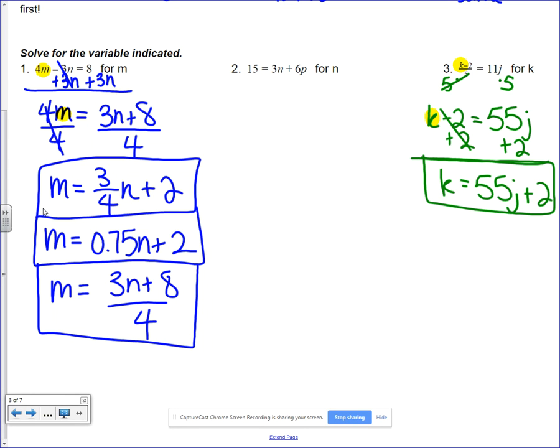How are we doing with that? Is that okay? These 3 things all mean the same thing. They just look a little bit different.